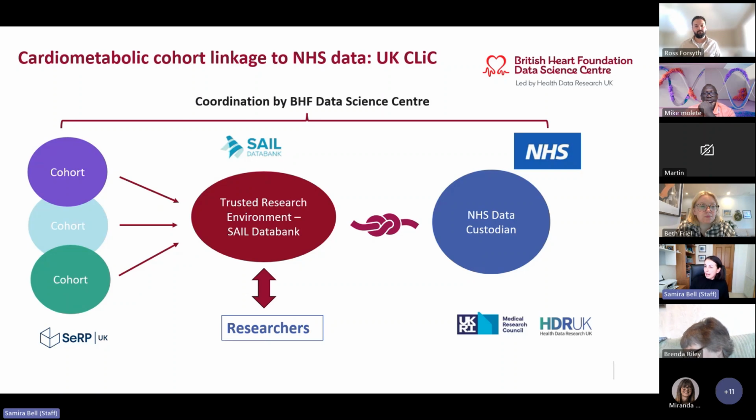I am just going to hand over to Ross Forsyth, who's our project manager, and he's going to talk about the cohorts platform as part of the BHF Data Science Centre.